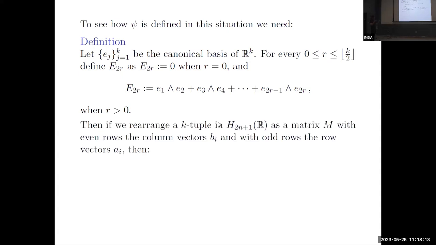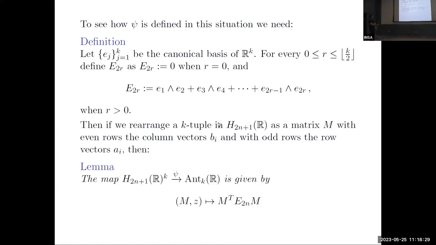So if you rearrange those columns and vectors in the K-tuple elements in the Heisenberg group, by say, in the even rows you put the column vectors, and in the odd rows you put the row vectors, you get again the matrix M, and then the commutator map just has a very nice description, and it's just this one. So you take the transpose of M, you multiply by this E_N, which is the maximal one, so it's the one that has all the blocks all the way to the last coordinate, and then this map has all the right properties, right? What do I mean by all the right properties?